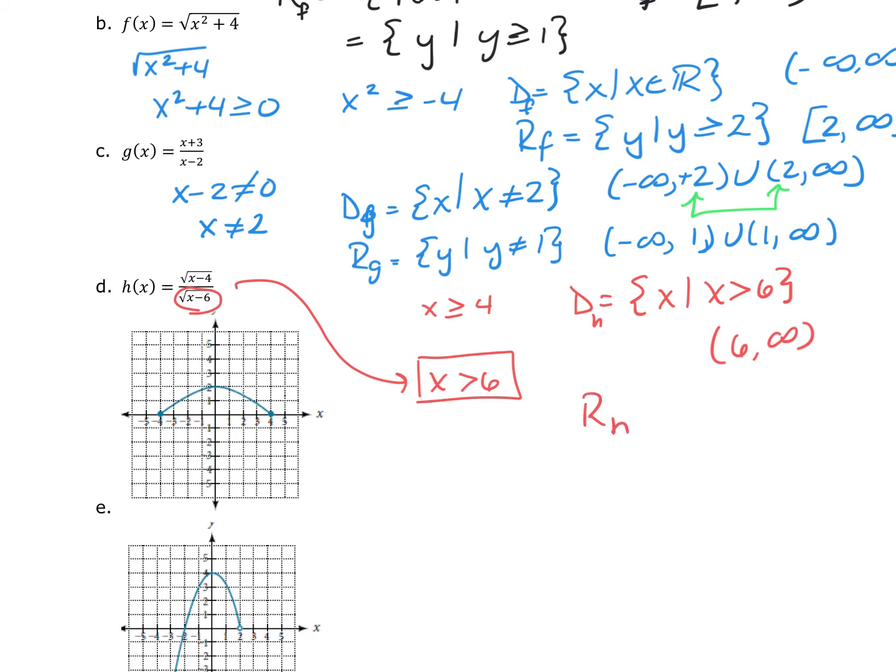The range of f, and again, I would recommend you go take a look on Desmos, or you can just reason it out: what is the smallest value that can go in there? Well, the smallest value that can go in there is something close to 6.